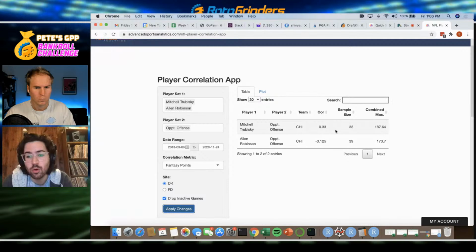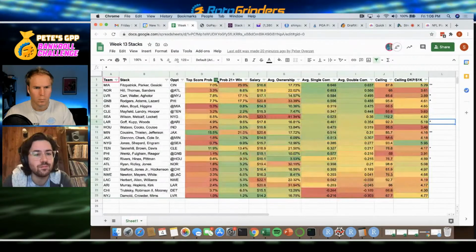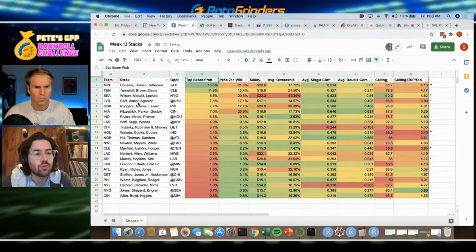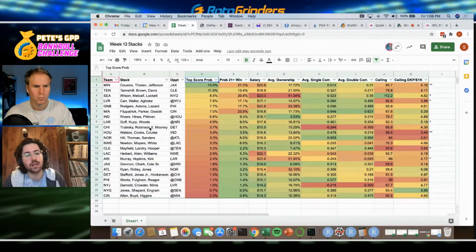Trubisky has a positive 0.33 correlation over 33 games dating back to 2018 with opposing offenses. Robinson, negative 0.125, so somewhat neutral. One thing about this game is that neither of these teams has an exceptionally high total, but they're not low either. You're building this lineup saying neither total is super high, but if the game goes massively over, I want to stand to benefit from that.